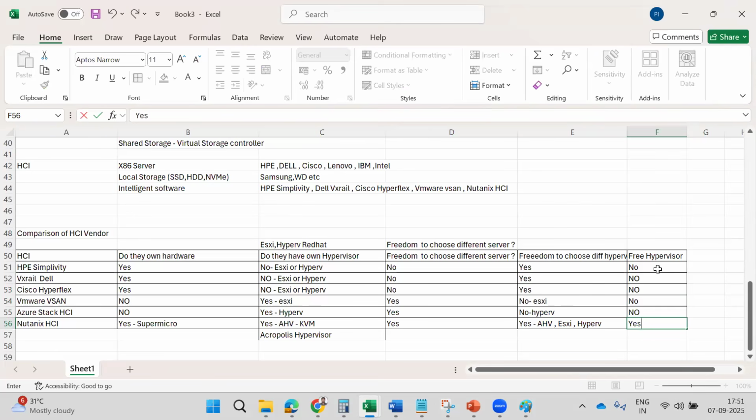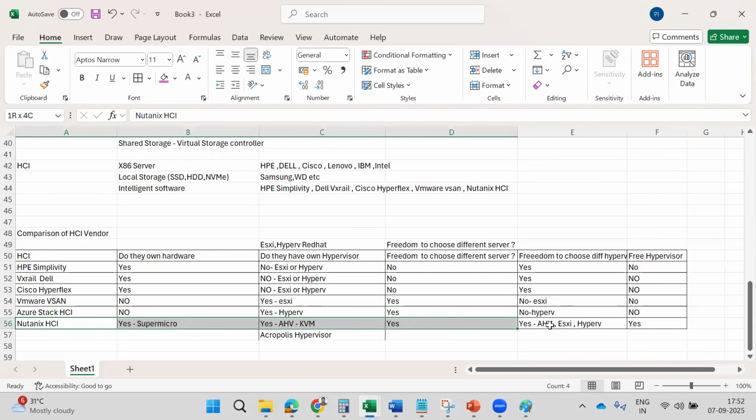Whereas if I go with SimpliVity or any different solution, they might use VMware ESXi or Microsoft Hyper-V. Even if they use any one of these, I still need to pay the licensing cost to the respective company. So with Nutanix HCI, I get an advantage that I don't need to pay license. I get a free hypervisor. So if we look into this overall comparison, we have yes, yes, yes, yes, yes for every field for Nutanix. But on the other side, from other vendors, we have no in some places.